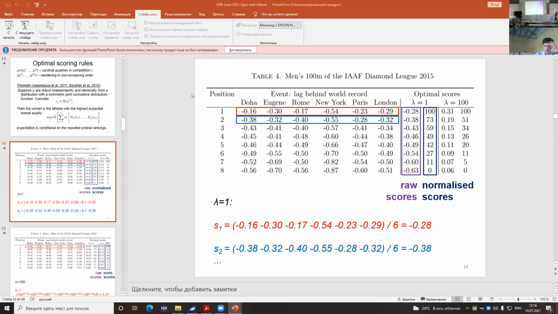And our aim is to use our approach to calculate optimal scoring vectors. How do we do this? For instance, if an organizer prefers lambda equal 1, which means that they prefer just to measure overall quality as the total sum of cardinal qualities in each individual competition, then we just calculate the score for the first position as the sample mean in the first row. So it is the average gap behind the world record for the competitor who was first in the competition. The score for the second position can be calculated as the sample mean in the second row of this table. And so on, we can calculate raw scores.